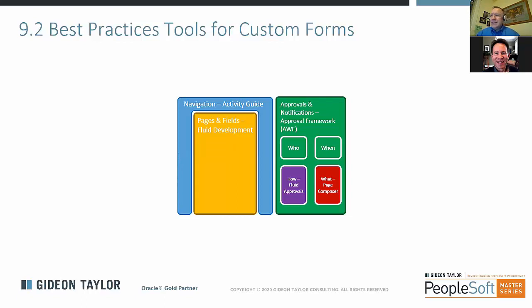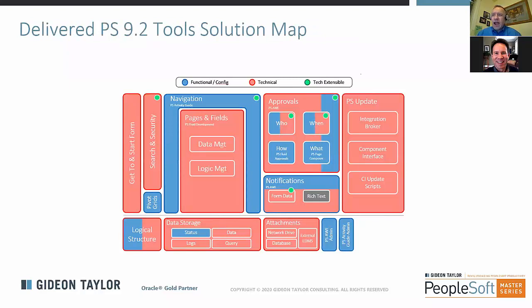Okay, so this is the simplified view of these best practices tools that we've gone over. Here is kind of how this actually looks in practice. So this is expanded, and I'm going to explain a little bit what you're looking at here because there are a lot of colors. We have in blue the pieces of this best practices delivered 9.2 tools solution for a configuration-based form. The blue is what is functional or config-based. The red is what is technical. That's the stuff you're going to need a techie to build if you're building using delivered tools instead of GT eForms, for example. The green stuff is good.